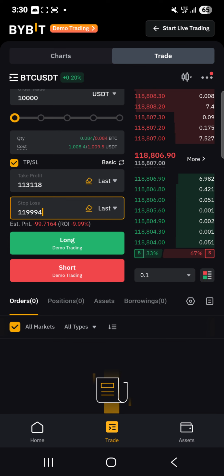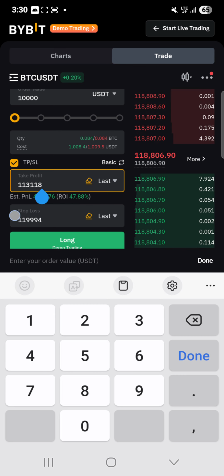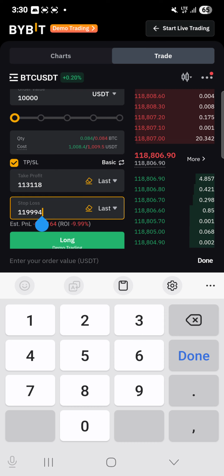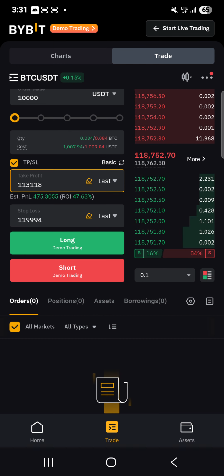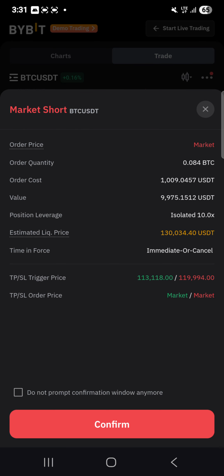119994. Now, so guys, if you can see something, I'm making $477, but I'm risking $102 to make $475. So I'll go ahead and click on short. Remember, I want this trade to go down, that I want BTC to sell, so I'll click on short, then I'll click on confirm.